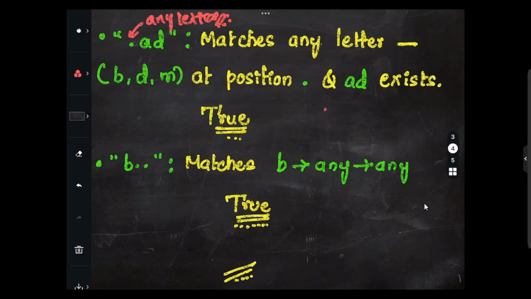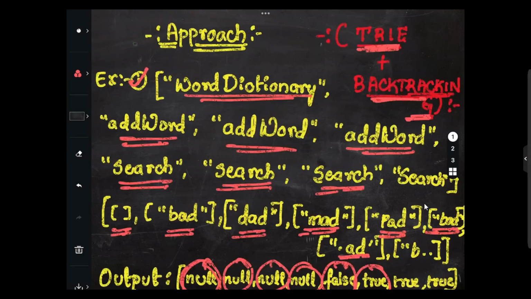And when we consider any character, this basically exists in the trie. So in this case, we have to return the boolean value true, right? This matches basically dot ad. So I hope this is clear. Let me come here. In this case, we have written true, right?